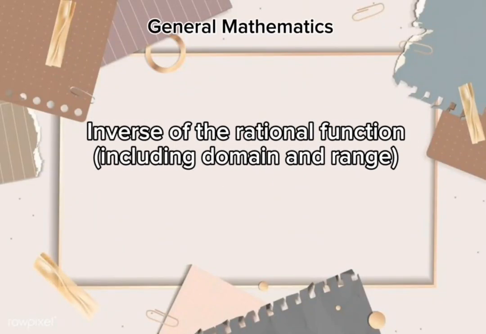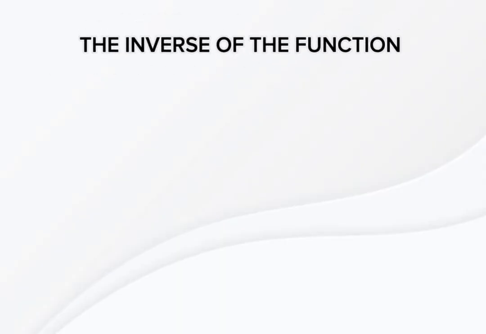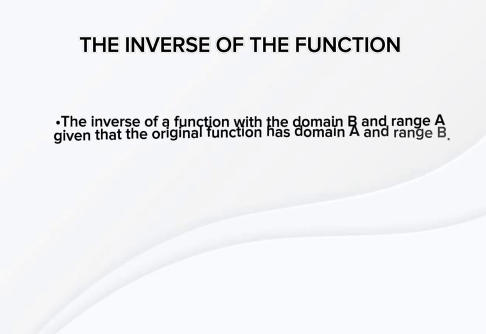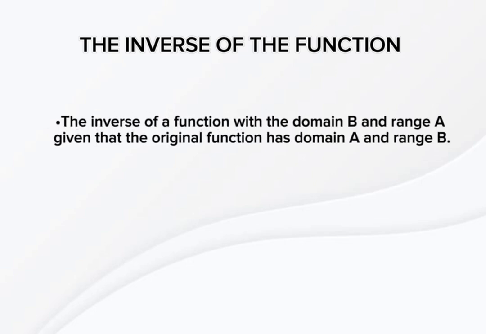The inverse of the rational function, including domain and range. So what is the inverse of the function? The inverse of a function with domain b and range a, given the original function has domain a and range b. So you see, guys, that the domain a of our original function is the range of our inverse function, and the range of our original function is the domain of our inverse function. That is why we call this an inverse.